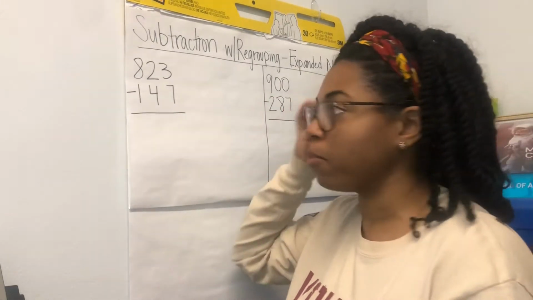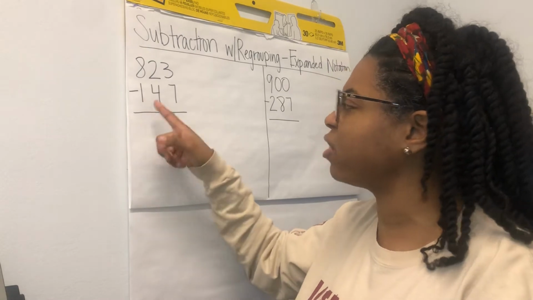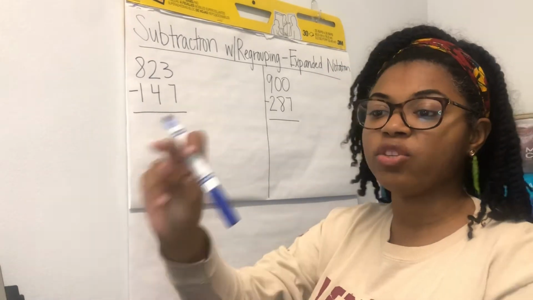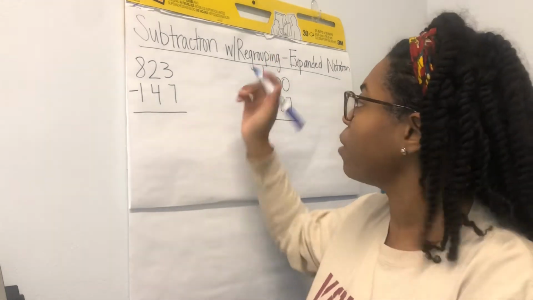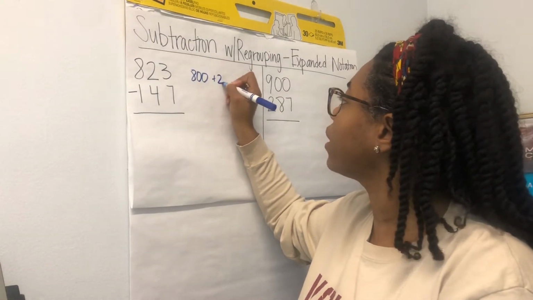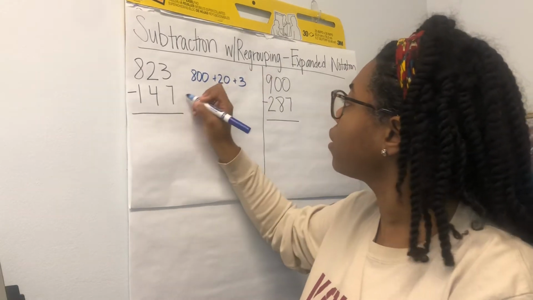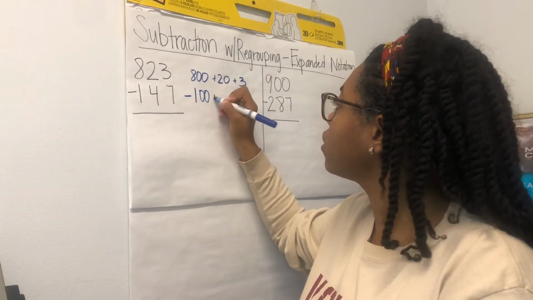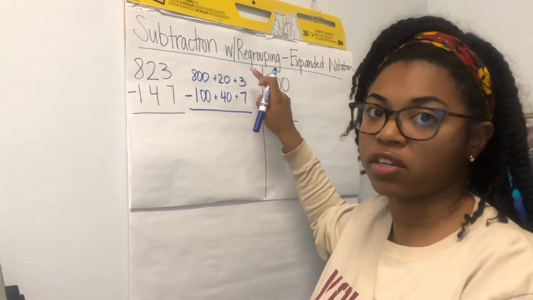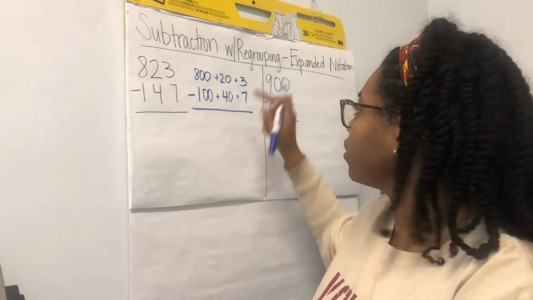So here's our first problem. 823 minus 147. The first thing I do is I break up each number into expanded form and stack them up by place value. So this is equal to 800 plus 20 plus 3 minus 100 plus 40 plus 7. And I always start subtracting in my smallest place value.